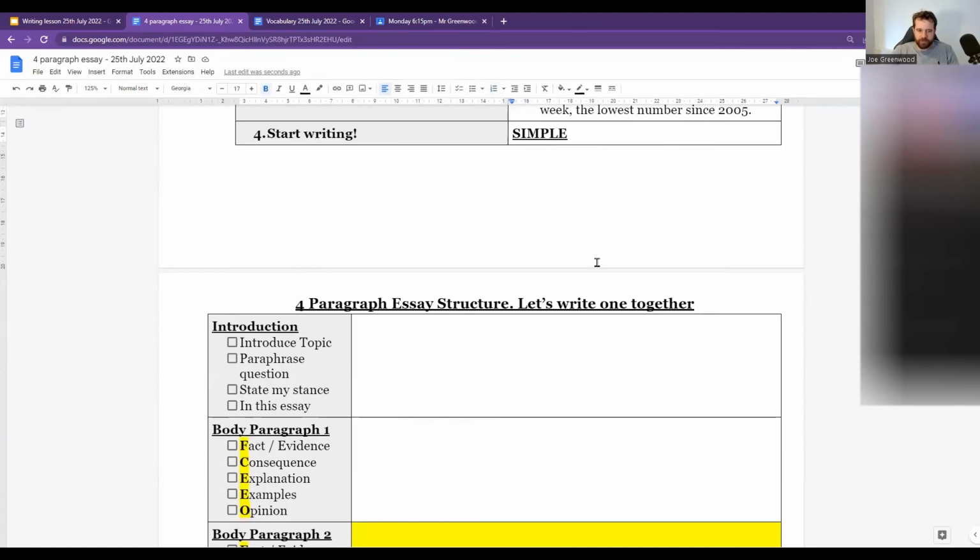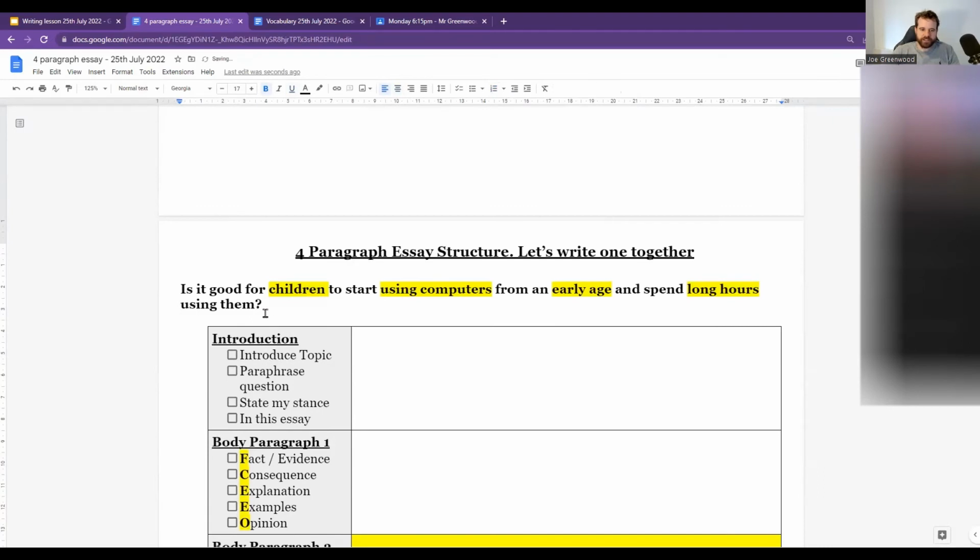So let me put the question again here. So we need to introduce the topic. So I need to write a sentence to introduce the topic of computers in an early age. So I want to start with something like nowadays. What can we say about technology to introduce the topic of technology? Me, Hannah, I use the computer maybe at least 6 to 7 hours a day if you include the phone.